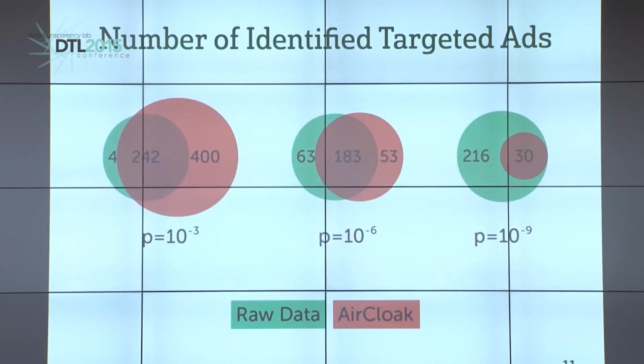Just to give you an example, here we show the number of ads that were identified as targeted. In blue, we have the raw data of X-Ray. It's all the same in 3 figures. And in red, we have the same data from AirCloak.